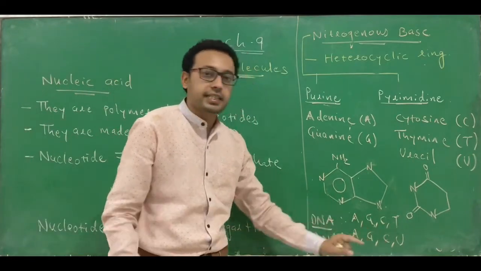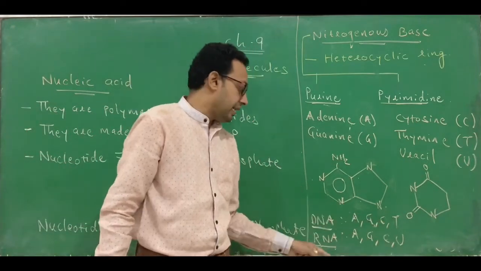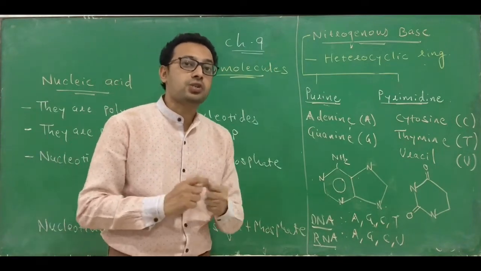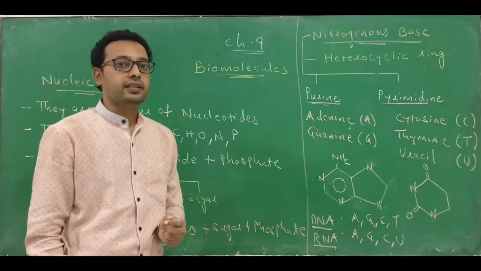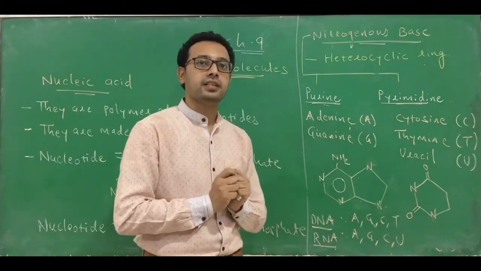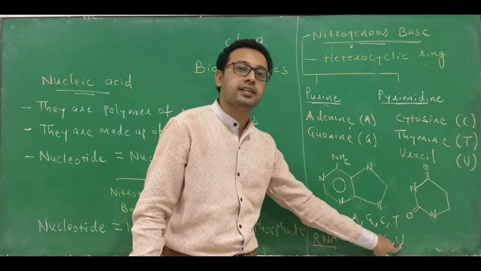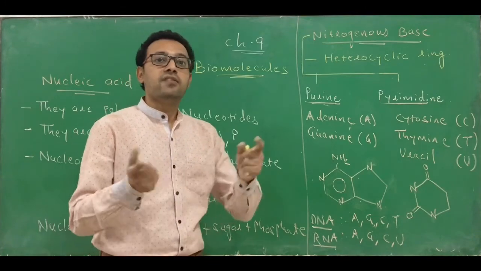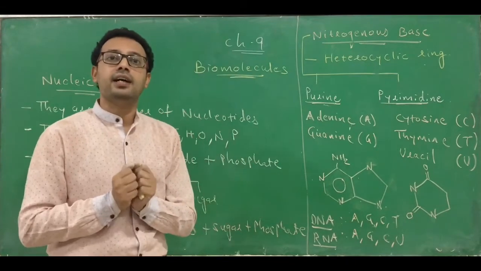There is only one difference. A, G, C are present in both DNA as well as RNA, but DNA contains thymine and RNA contains uracil. Based on that, different types of questions can be asked. Which is the nitrogenous base only found in DNA? Remember, T, thymine, is only found in DNA. It's not found in RNA. Similarly, which nitrogenous base is only found in RNA? Uracil. A question can also be asked which nitrogenous bases are found in both DNA and RNA? A, G, C. They are present in both DNA and RNA.